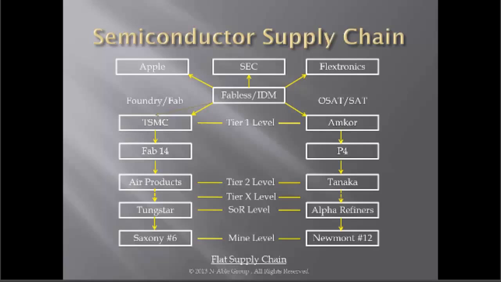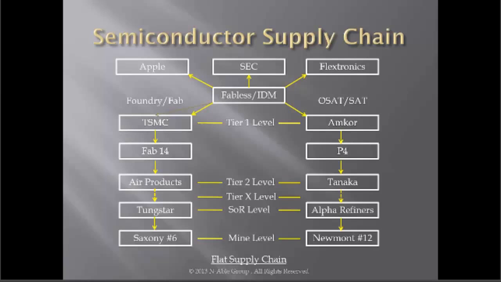Below that is Tungstar, which is a smelter or refiner. And below that is the mine level, Saxony number 6. So you can see that there's a flow, and from top to bottom, it's not too far. You've got the fabless company, you've got the foundry, and you've got the material supplier.